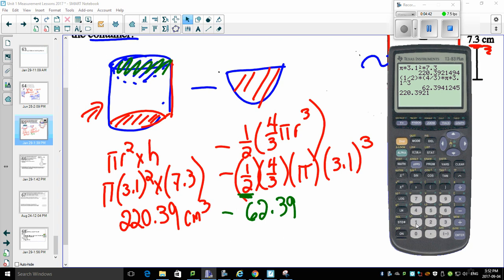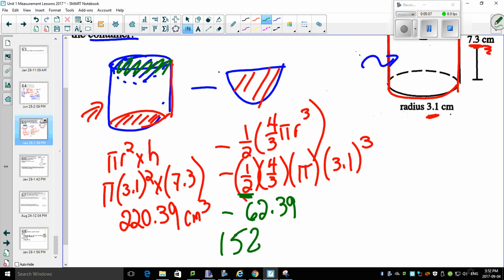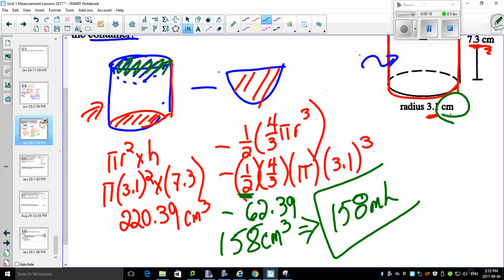So we have 220.3921, which was the volume of the cylinder. Subtract, and now you can use the second answer, because we want the 62.39 value. Subtract the second answer, and you get a volume of 157.99, or 158. This would be centimeters cubed, which is equivalent, surprisingly enough, to a 158 milliliter container. Yahoo! Look at that question. Absolute beauty.